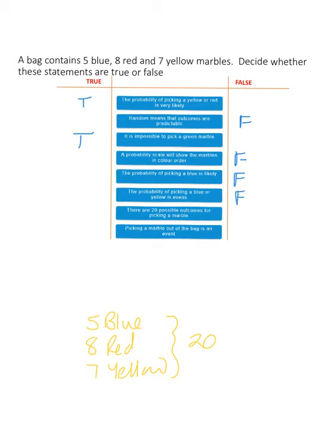There are 20 possible outcomes for picking a marble. Well, that one is true. There are 20 different possibilities. Picking a marble out of a bag is an event. That is true.